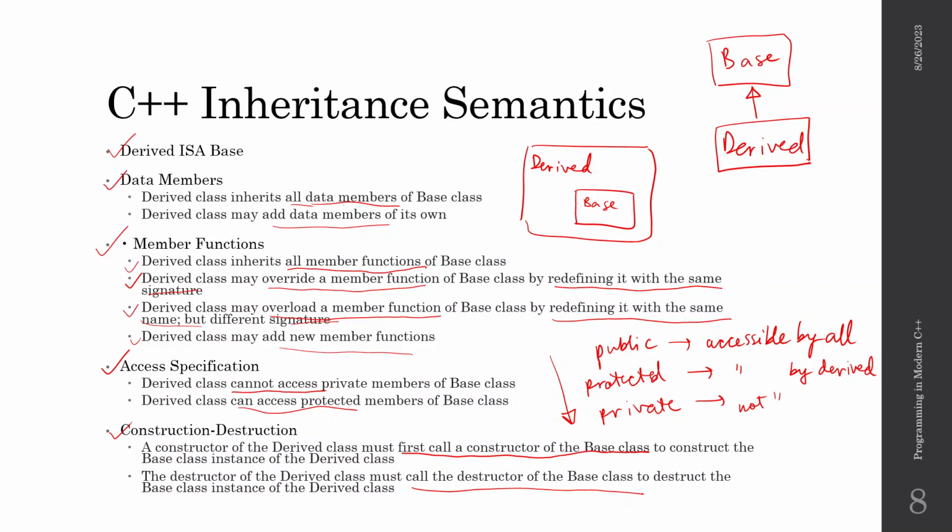Now when you are constructing an object of this class, you must make sure that you construct the base class as well. So every constructor of the derived class must first call the constructor of the base class. When the base class is initialized, after that you can initialize the derived class data members. And all of the destructors of the derived class must also call the base class destructor.